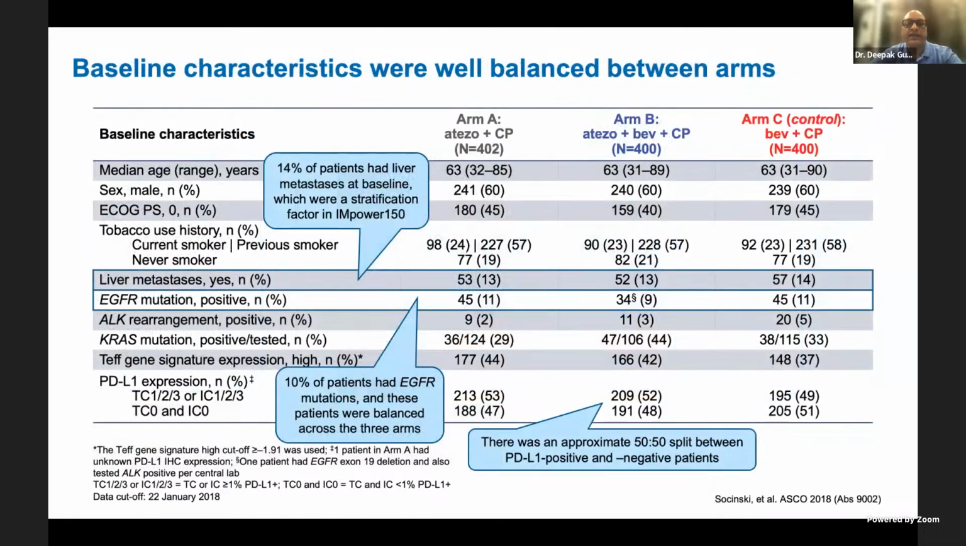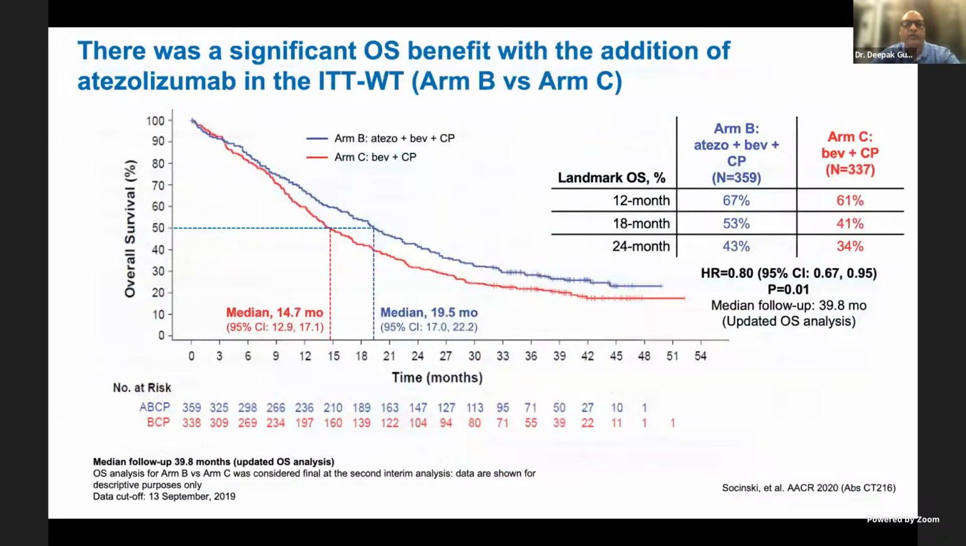So these are the baseline characteristics, which were well balanced between the arms. Liver metastasis was seen in approximately 13 to 14%, which was a stratification factor also. EGFR mutation was seen in 11%. This was also a stratification factor. There was approximately a 50-50 split between the PD-L1 positive and PD-L1 negative population.